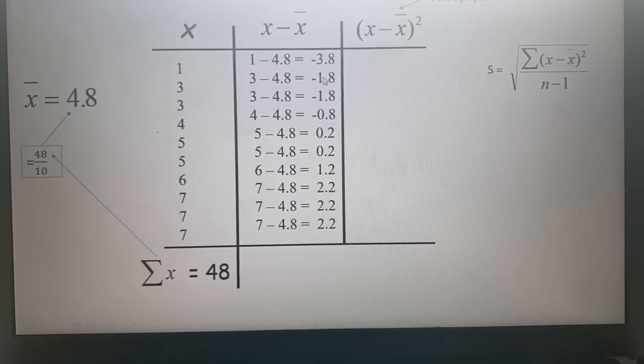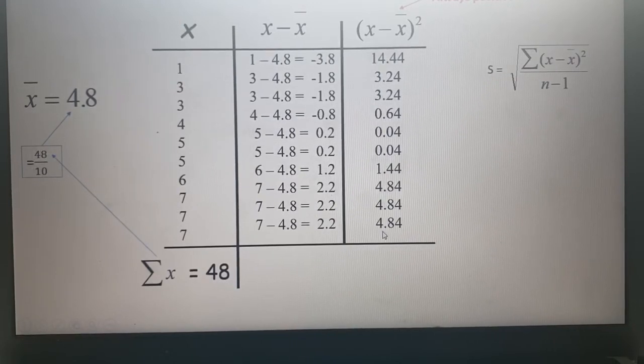But we don't want to use a negative value. It can distort our results. So to get rid of a negative, we square the number. Remember, when we square a number, if it's negative it always becomes positive, and if it's positive it just stays positive. So any number squared is always a positive value. To make sure the calculator does that, put brackets around it: bracket minus 3.8, close bracket, and then press the square button. And we get all of these values. You check that in your calculator.